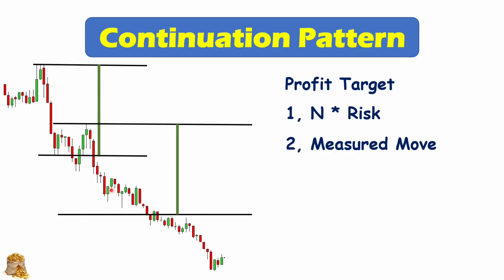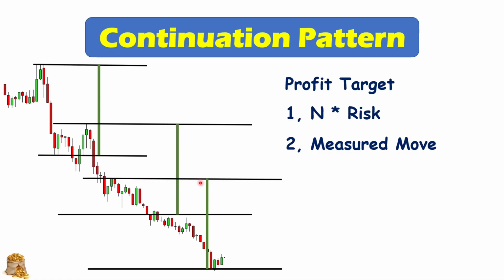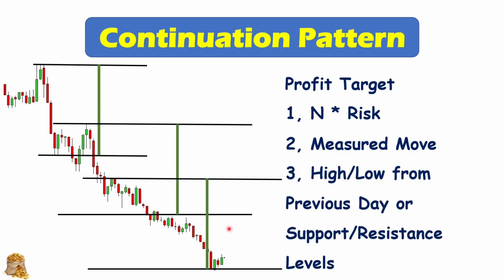And then if we assume that this is another pullback for the third leg, we can measure again here. So you can see that the market just went down to touch the measure move. That means other traders are using the same measure move to take the profit. And also you can use the high lows from the previous day or from the same day previous chart, or you can use other support or resistance levels. It works the same.